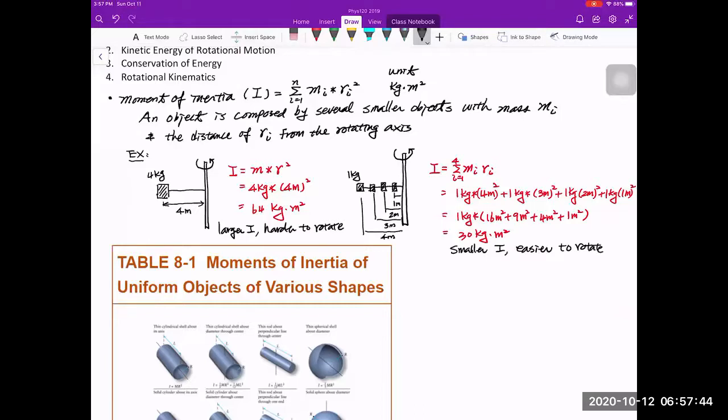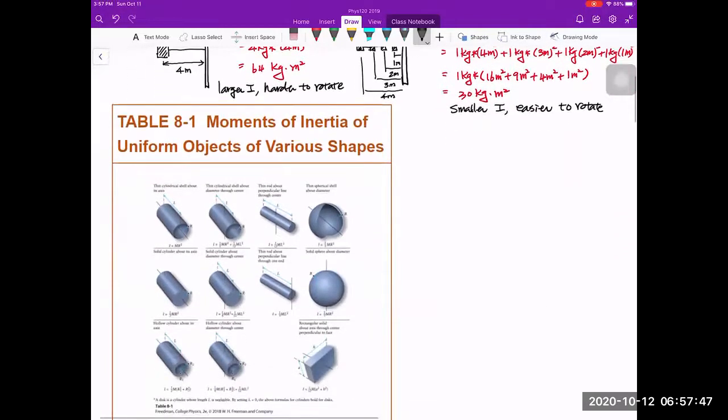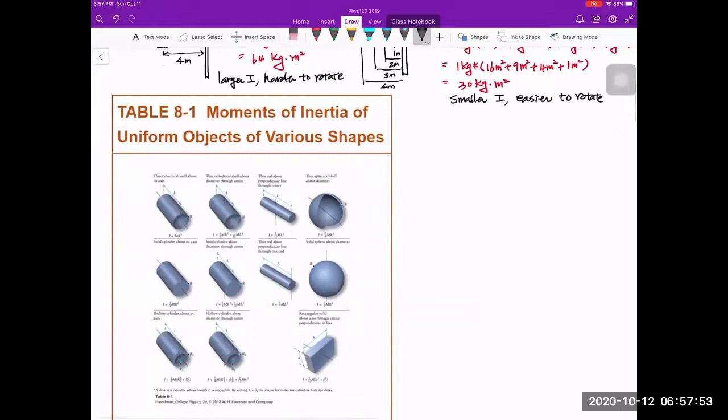Now, in the textbook, there's a table 8.1, which is important because when you have an object, it doesn't have to be simply a small point of mass. You could have an object such as a thin cylindrical shell, or a solid cylinder, or another way you can look at that is a hollow hoop or a solid disk. So these two, one is hollow and one is solid. This one is solid, this one is hollow.